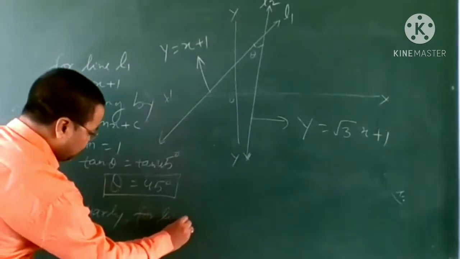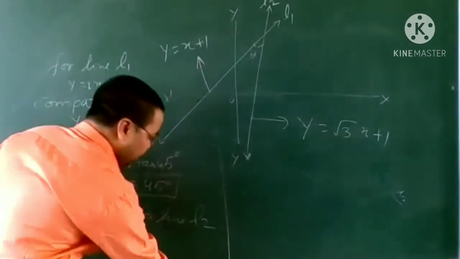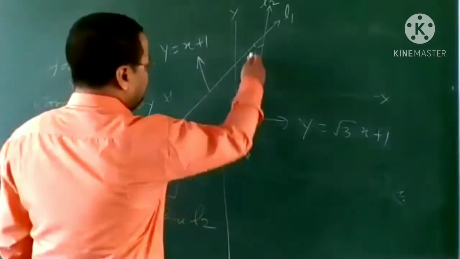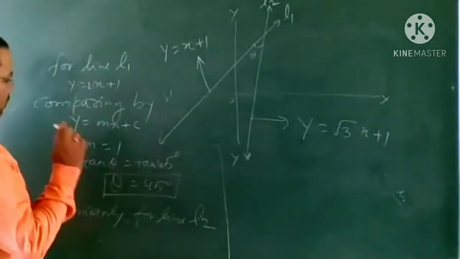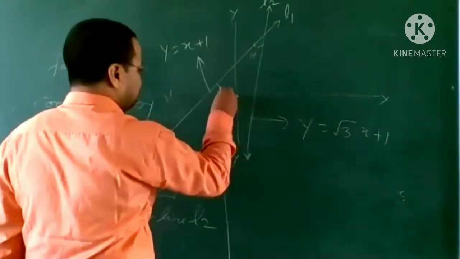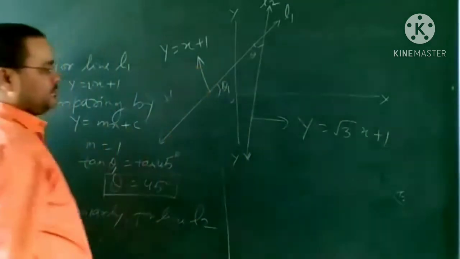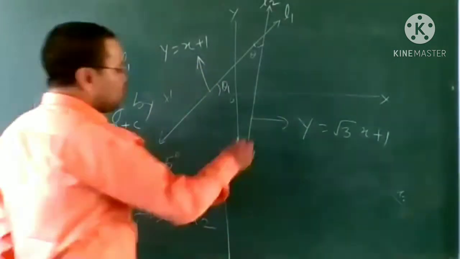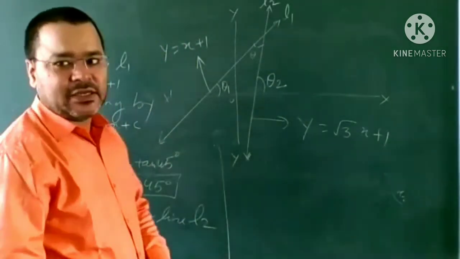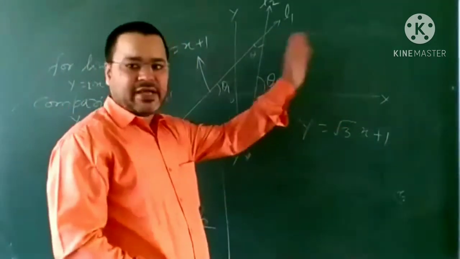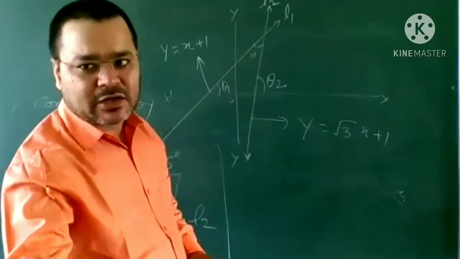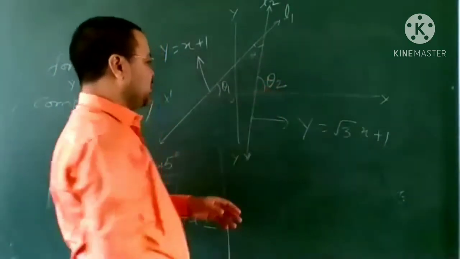similarly for line L2. Here again, let this is theta 1. Okay, this is theta 1 for L1. And for L2, let its inclination is theta. And what is inclination? From the positive direction of x-axis in anti-clockwise. And here this is theta 2.